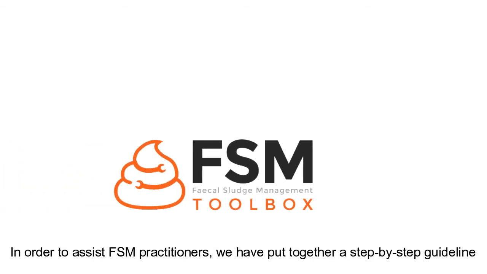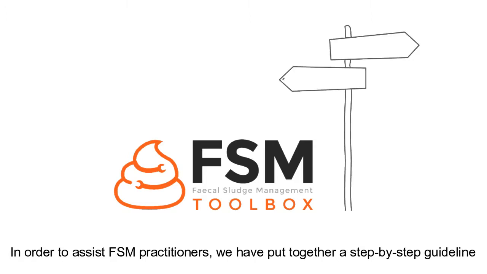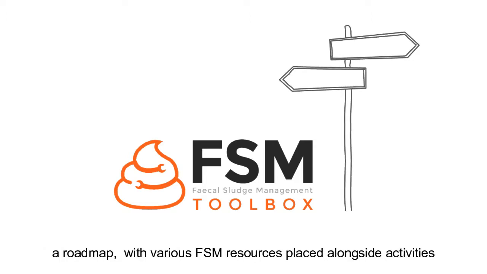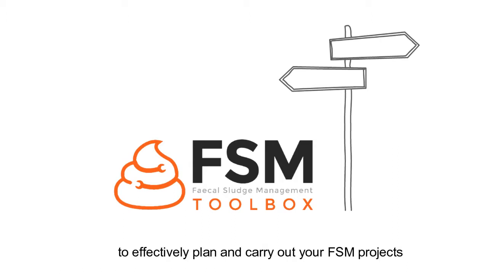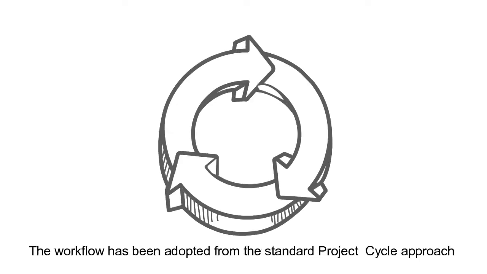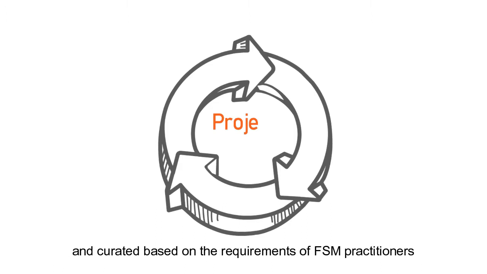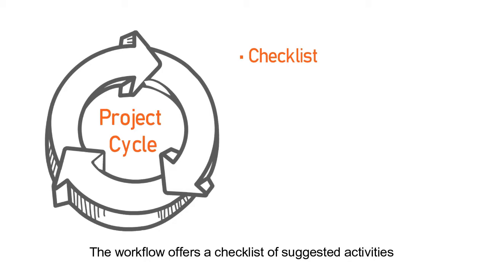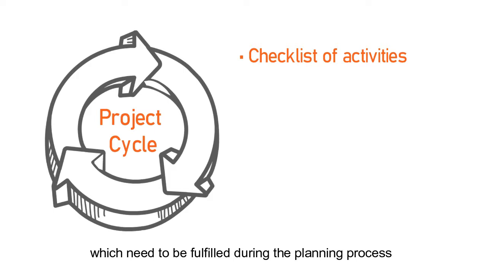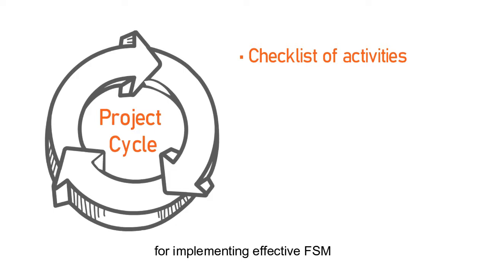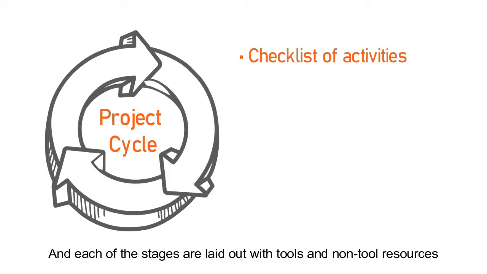In order to assist FSM practitioners, we have put together a step-by-step guideline, a roadmap, with various FSM resources placed alongside activities to effectively plan and carry out your FSM projects. The workflow has been adopted from the standard project cycle approach and curated based on the requirements of FSM practitioners. The workflow offers a checklist of suggested activities, which need to be fulfilled during the planning process for implementing effective FSM. And each of the stages are laid out with tools and non-tool resources.